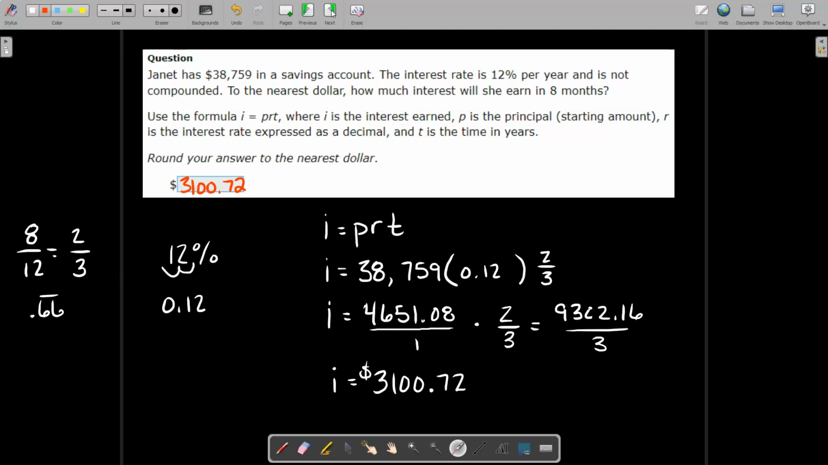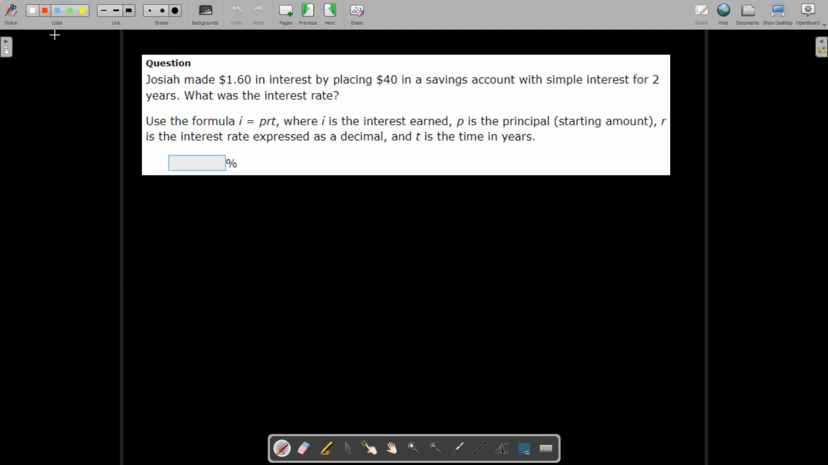Looking at the next question, it says Josiah made $1.60 in interest. Now this is where they're going to tell us the interest. Notice that they're telling us what the interest is. He made $1.60 in interest by placing $40, his starting amount, that's the principal, in a savings account with a simple interest for 2 years. What was the interest rate?